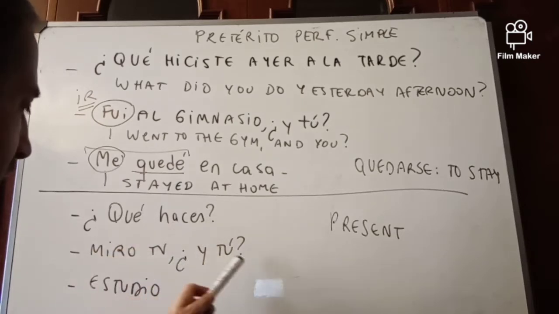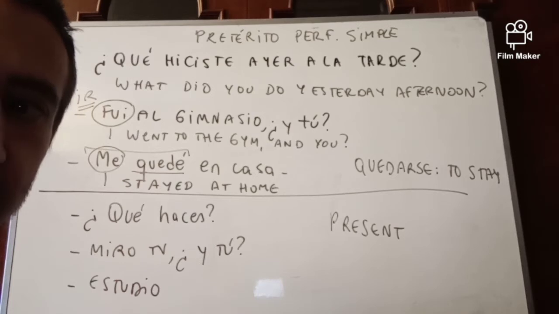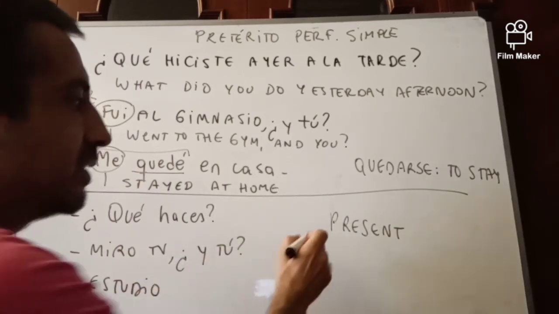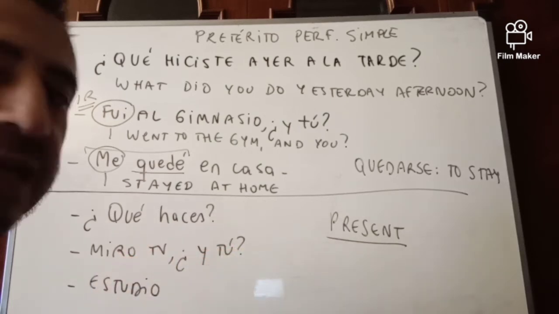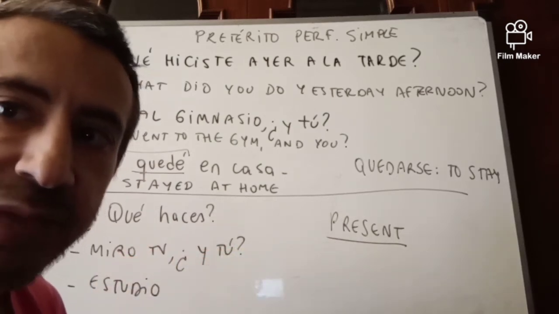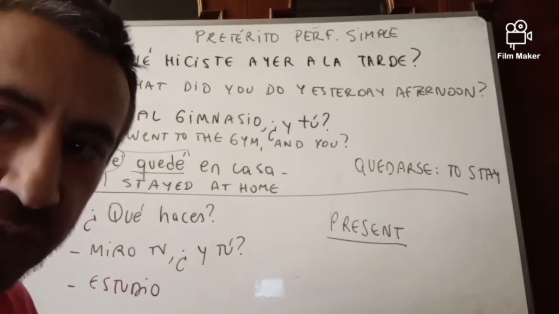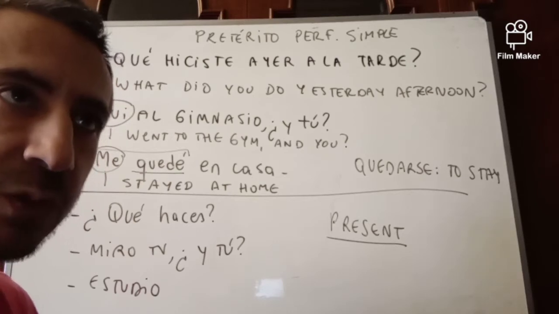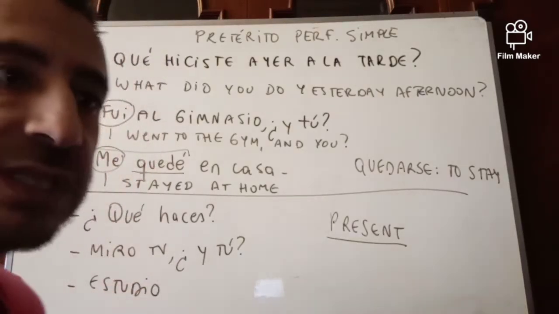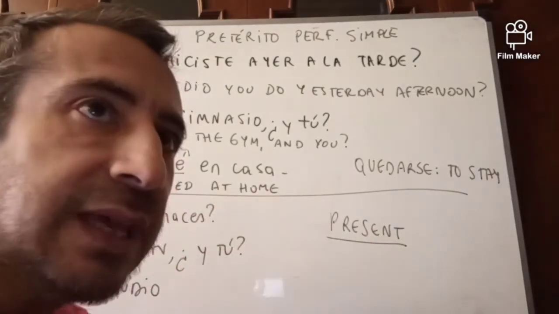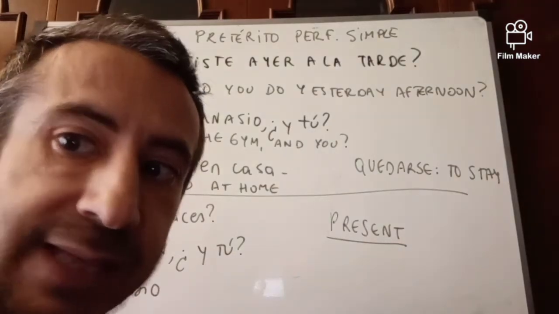¿Qué haces? Miro TV y tú estudio. So, we cannot translate it literally, following the same tense, because it would be, what do you do? I watch TV, and you? I study. That doesn't make any sense in English, because by saying what you do in English, we mean what you do for a living, where do you work, and if I say, I watch TV, and you? It would mean that I work as a TV watcher, and that doesn't make any sense.